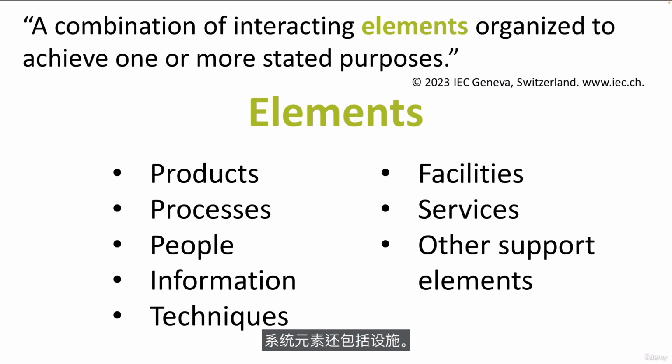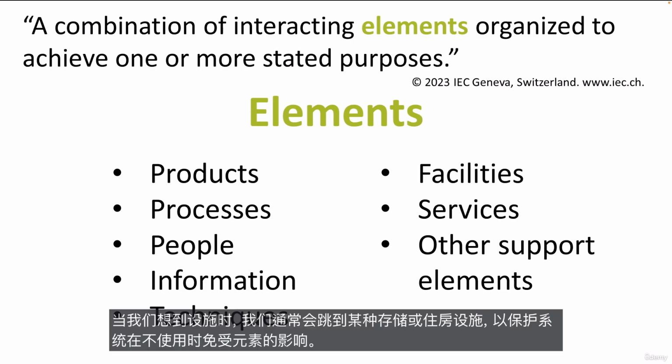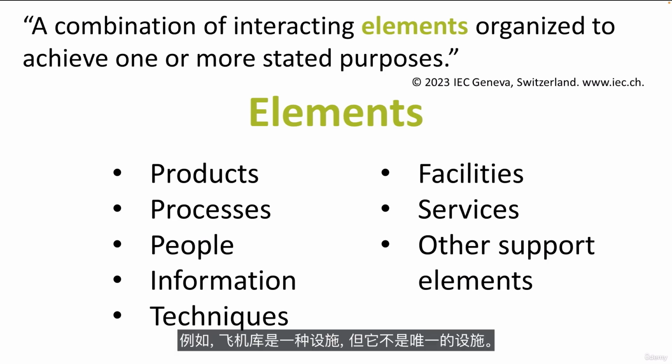System elements also include facilities. When we think of facilities, we often jump to some sort of storage or housing facility to protect the system from the elements when it's not in use. An aircraft hangar, for example, is a facility. But it's not the only kind of facility. A system facility can also include facilities used in its development or when it's being tested, for example, using a wind tunnel or firing range.